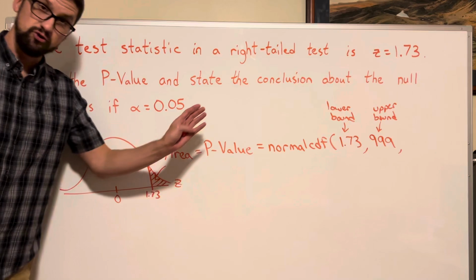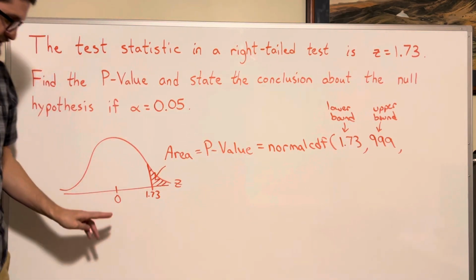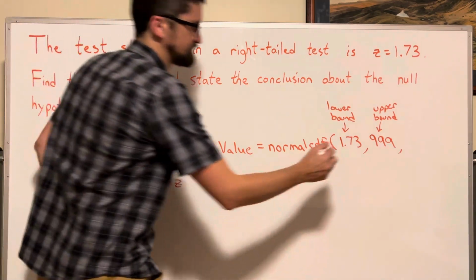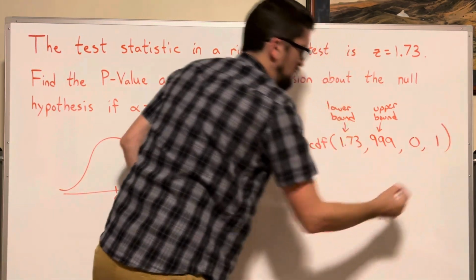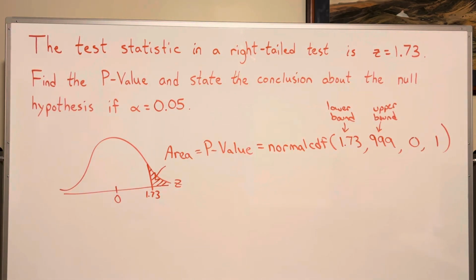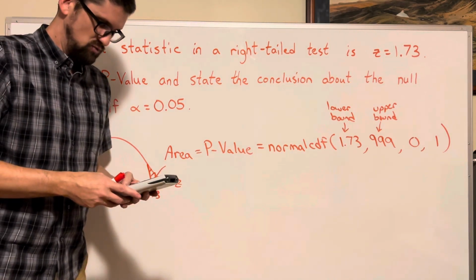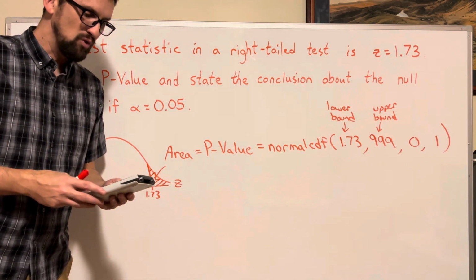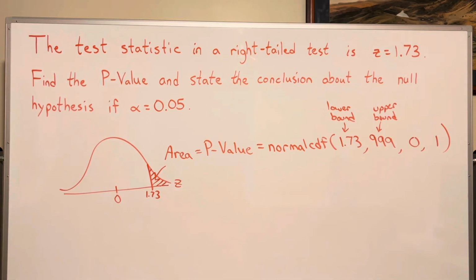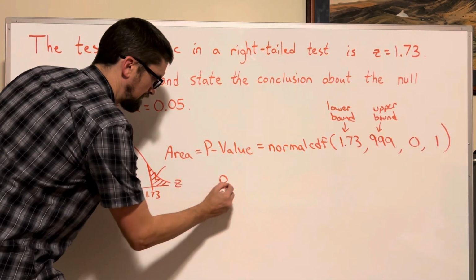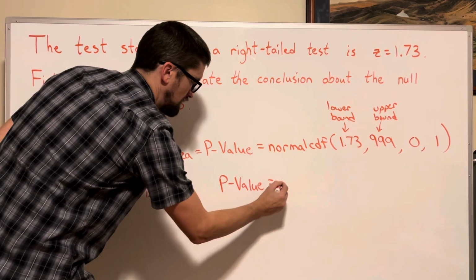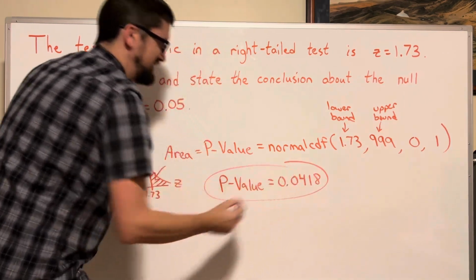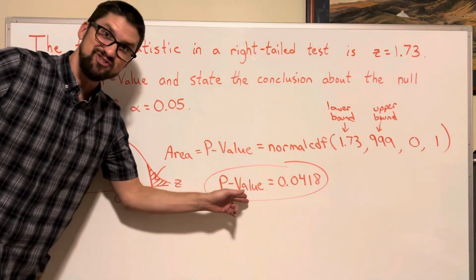And then if you have to, you can tell it the mean and standard deviation, which the mean is the middle, 0, and the standard deviation for standard normal is 1. Alright, just plug that into the calculator, and you will get your p-value. I get 0.0418. That is the answer to the first question.